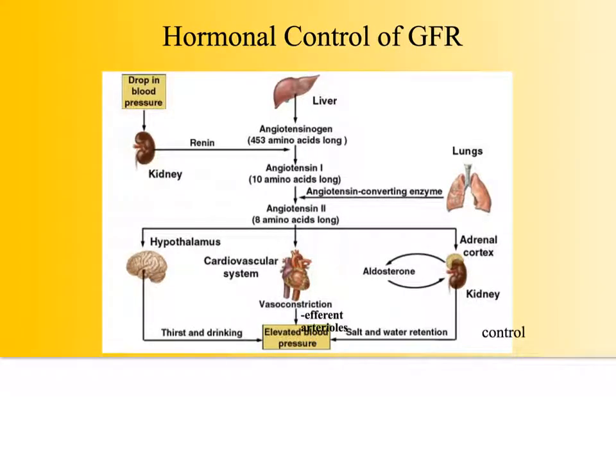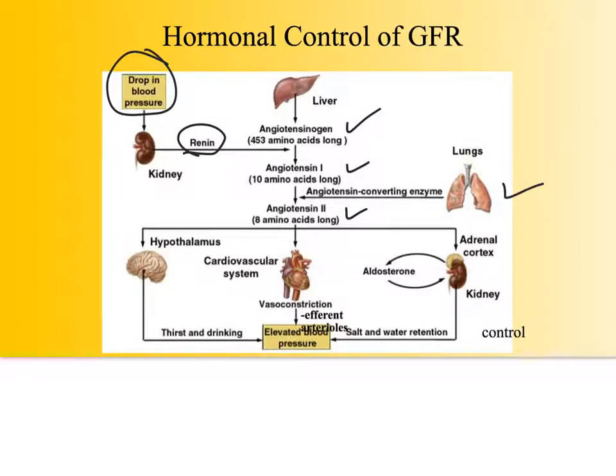Okay, so we're going back to angiotensin again. If blood pressure goes down, the kidneys detect it and they release renin. Renin converts angiotensinogen, which is coming from the liver, to angiotensin 1. ACE comes in and converts angiotensin 1 to angiotensin 2.